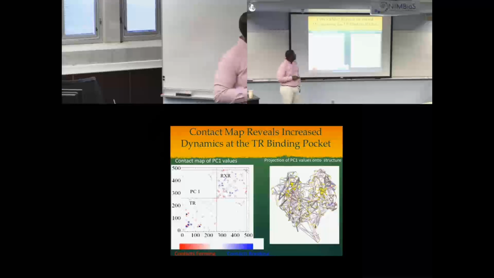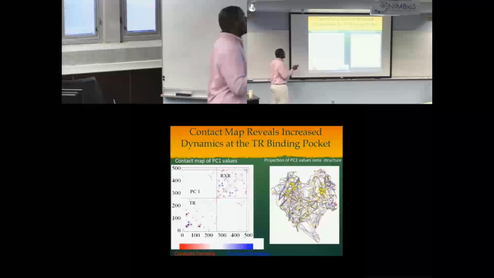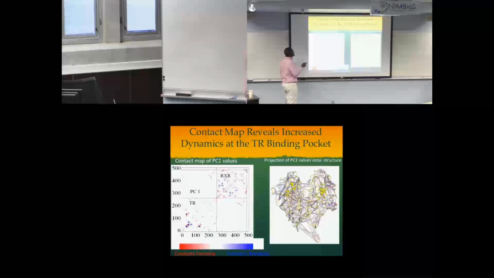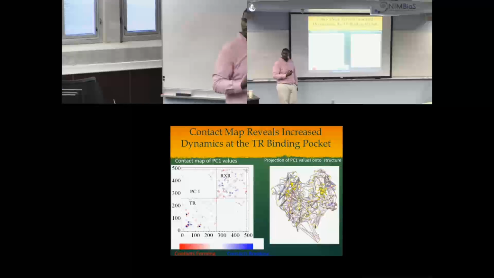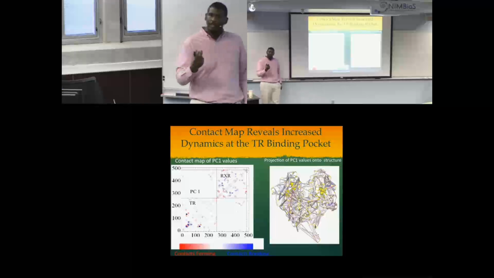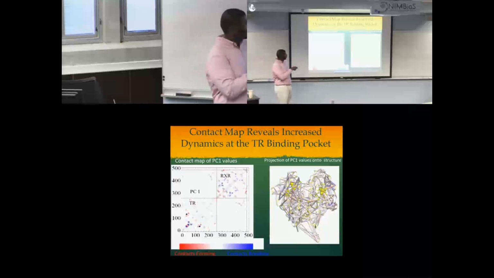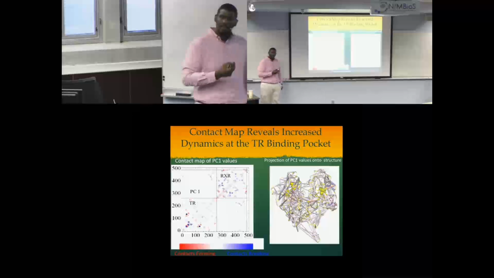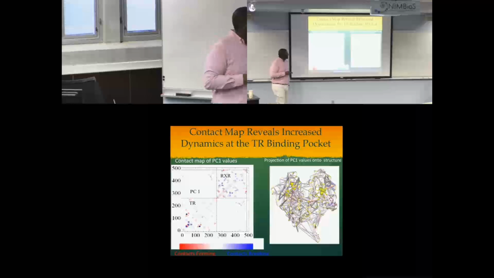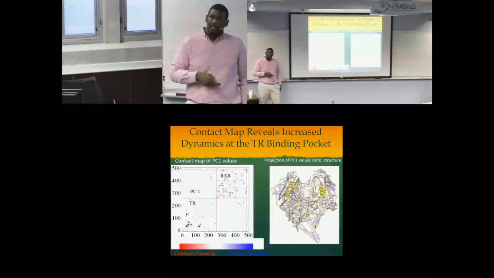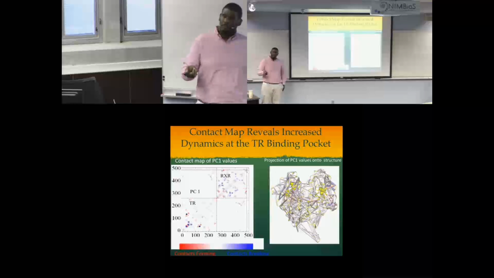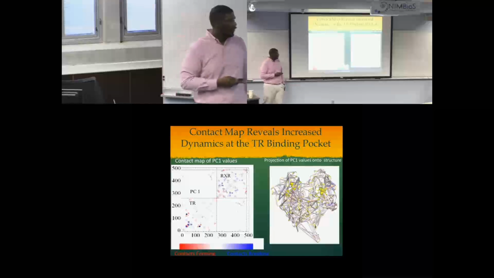Good thing about this slide is it's telling you, as it says, the contact map reveals increased dynamics at the TR binding pocket. Okay, TR binding pocket's right around here. You see a lot of strong red, strong blue, strong red, strong blue there. That means the dynamics are increasing. That means the contacts are forming and breaking very fast, because we're only showing the strongest, the most dynamic contacts, right? And that is supported by the experimental evidence, right? Earlier I said that when RXR binds its ligand, TR's binding pocket becomes more dynamic. That's what we're seeing here.